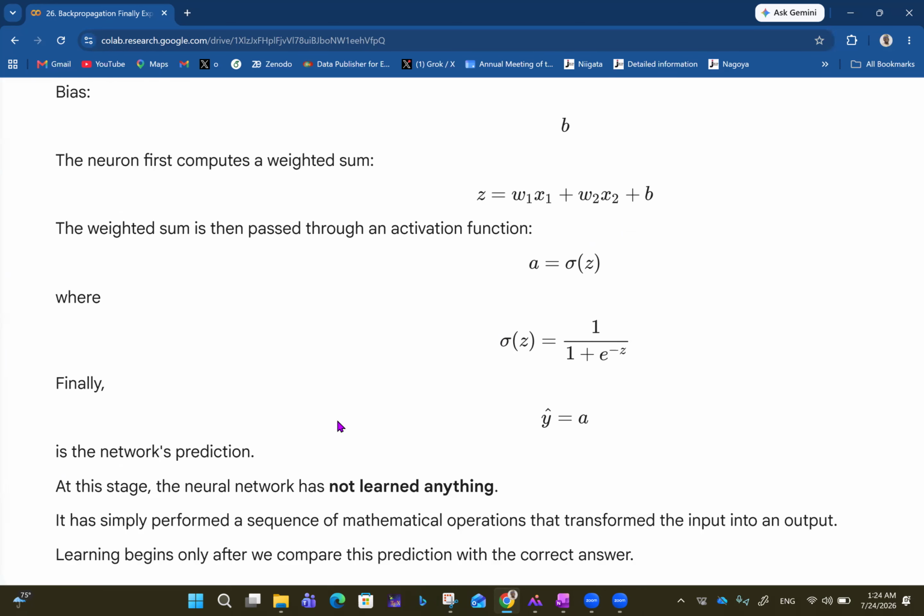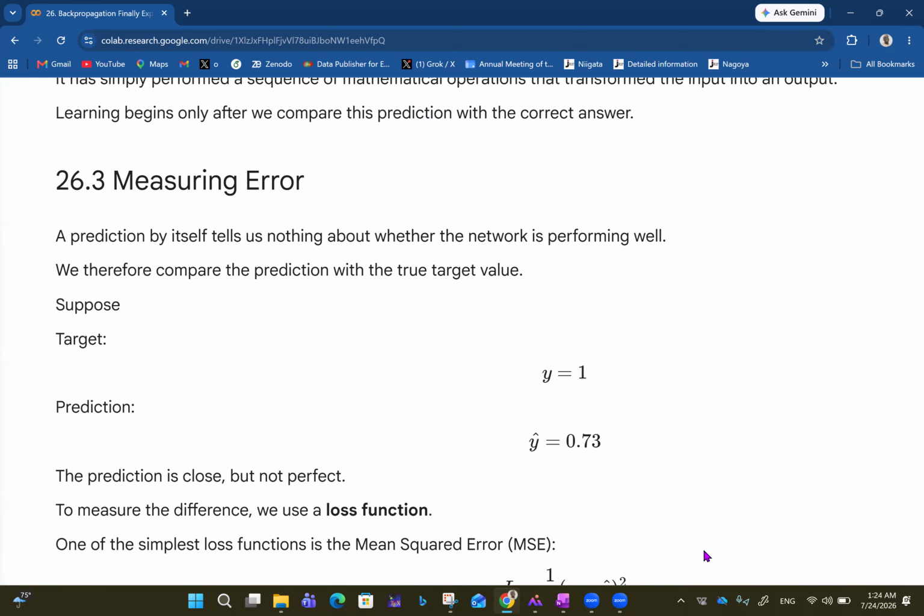So at this stage, the neural network has not learned anything. This is just a prediction here, A. Most likely, A is not good enough, but it is a good way to start. This is just your first prediction. No learning has happened yet. It has simply performed a sequence of mathematical operations that transform the input into an output. Learning begins only after we compare this prediction with the correct answer.